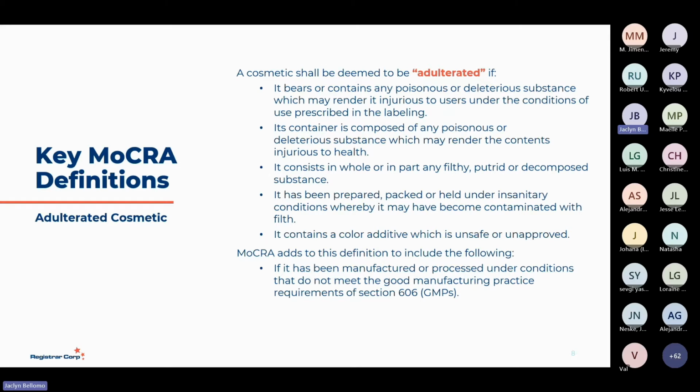MoCRA adds to this definition to include the following: if it has been manufactured or processed under conditions that do not meet good manufacturing practices requirements, Section 606 under MoCRA, which is our good manufacturing practices. So very, very important to note that any cosmetic product that is not manufactured or processed in compliance with FDA's GMPs will be considered adulterated. We will talk later about what that means in terms of enforcement from FDA as well.